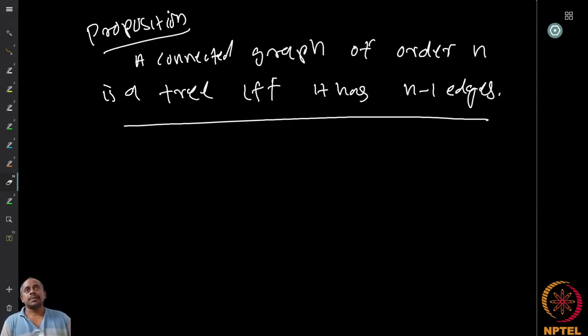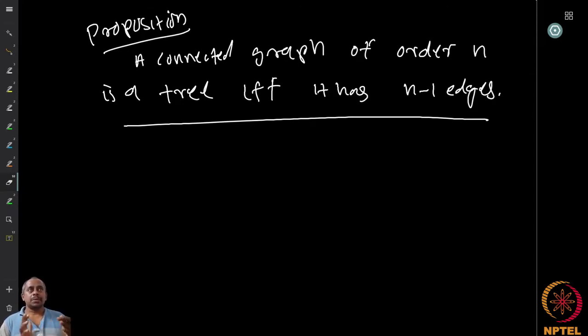So the proposition is as follows: a connected graph of order n, which means the number of vertices n, is a tree if and only if it has n minus 1 edges. Okay? So we are given that the graph is connected, which means that for any two vertices there is a path connecting them, and it has exactly n minus 1 edges. Right?